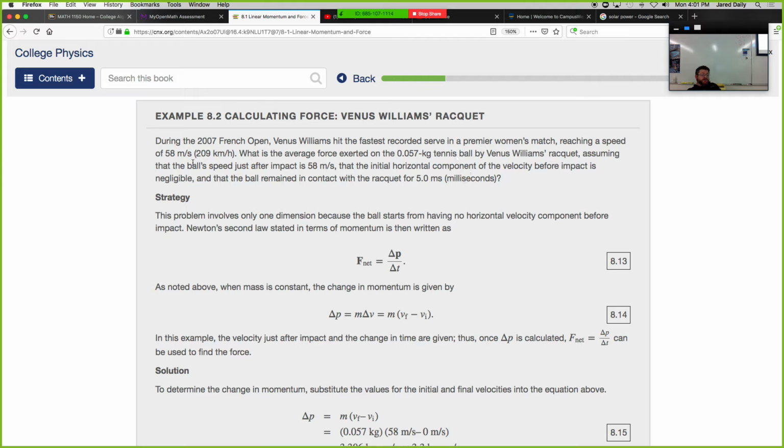Assuming that the ball's speed just after the impact is 58 meters per second, and the initial horizontal component of the velocity before impact is negligible or zero, and that the ball remained in contact with the racket for 5 milliseconds, or 0.005 seconds. So they've given us time, they've given us velocity after it's been hit, they've given us the mass right here. Right? So they've given us some good stuff.